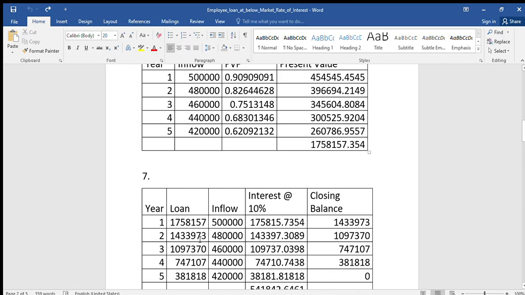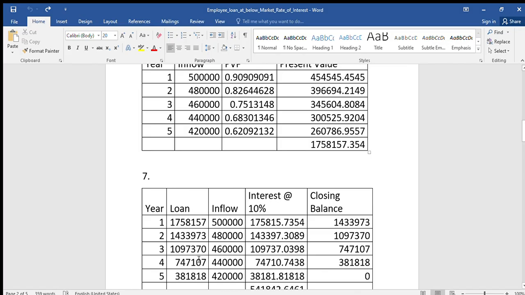1,433,973 minus 4,80,000, and 10% of 1,433,973 would be 143,397. So 1,433,973 plus 143,397 minus 4,80,000 would be 1,097,370. For year 3, 1,097,370 into 10% is 109,737, less inflow 4,60,000, gives 747,107, which would be the opening balance for year 4.